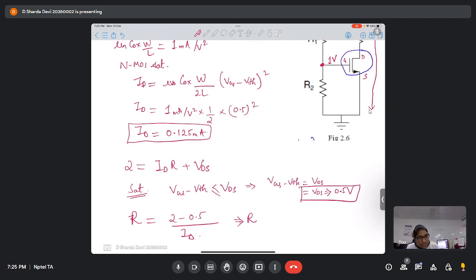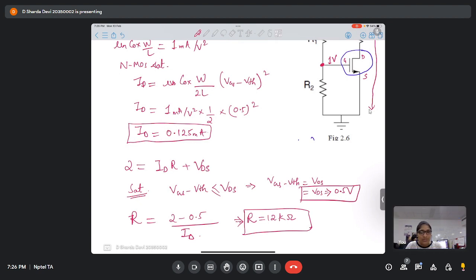12 ohms, ma'am. Milliohms? Kilo ohms, ma'am. ID is in milliamperes, so it will go above, right? So it will be kilo ohms, right? Now tell me, is this value of 12 kilo ohm R max or R min? R max, ma'am.